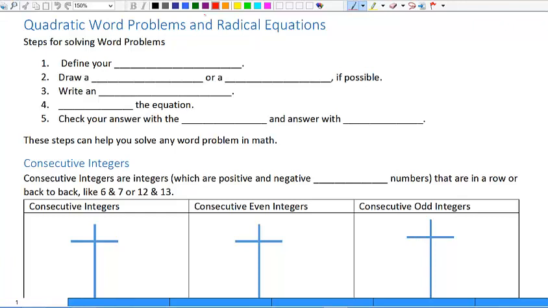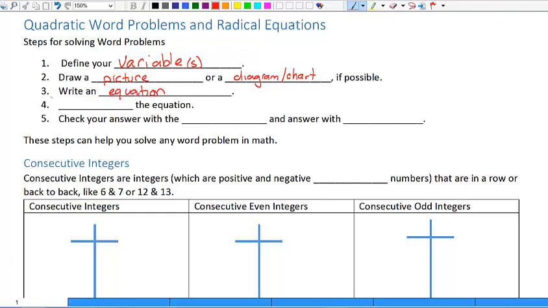So the steps to solve all word problems are: step 1, define your variables. Figure out what you don't know and give it a letter. There may sometimes be two variables, in this case probably only one today, but this is for any word problems really. Step 2, draw a picture, or sometimes a diagram or chart, if at all possible. Sometimes that's not possible and you don't have to do that step. Step 3, write an equation.